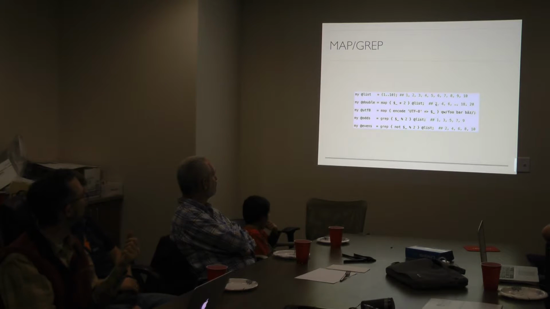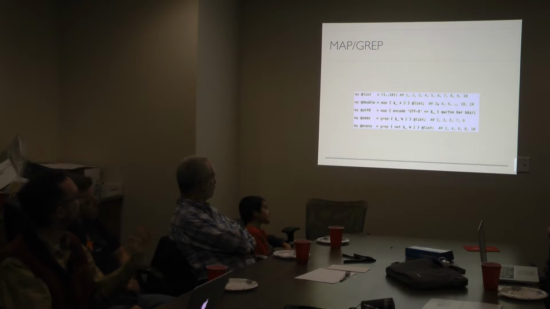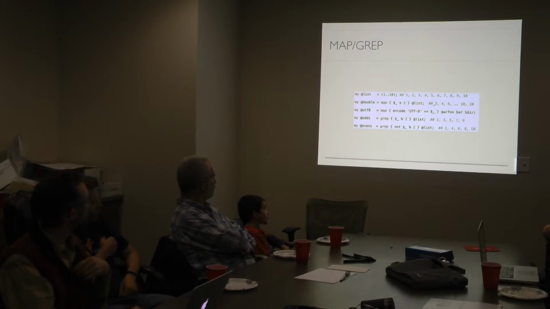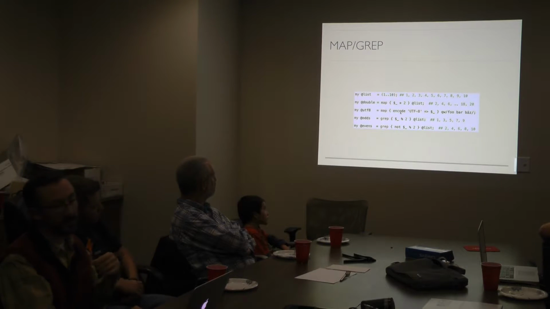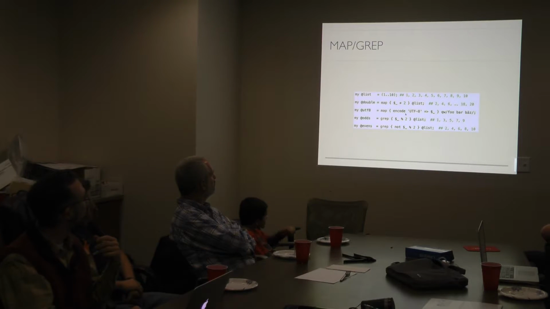Then 2 comes along, we double it, it becomes 4. 3 goes into the little function, it gets doubled. So double is now a list of all of our original list items doubled. You can also do more complex things like, here's some unencoded Unicode. We can now encode those into UTF-8 and pass it out the other side into this list here. So you can do some very powerful things there.